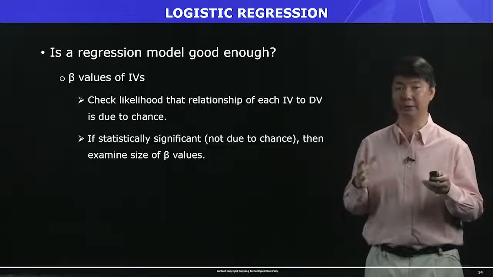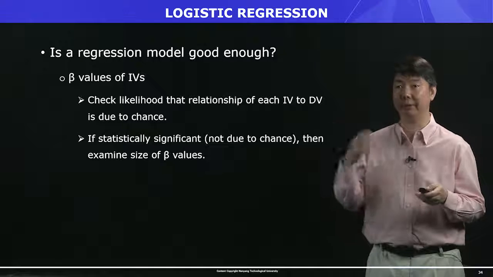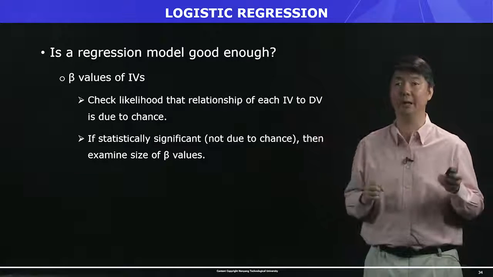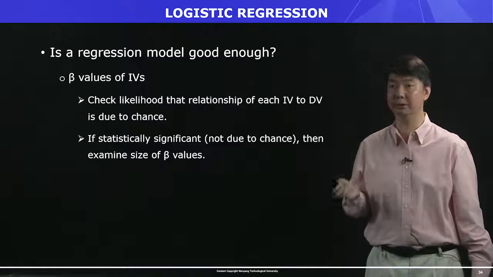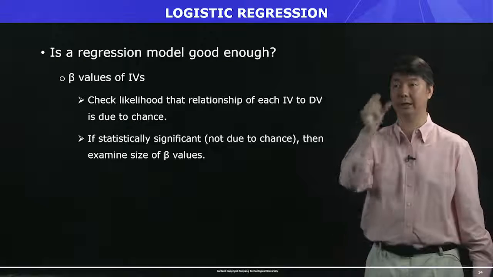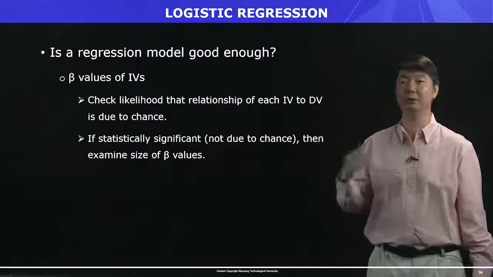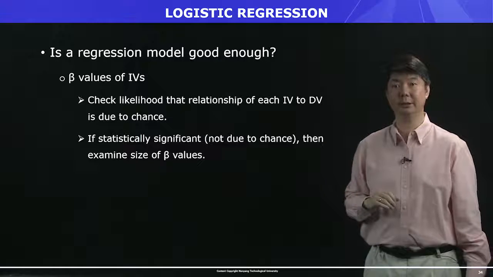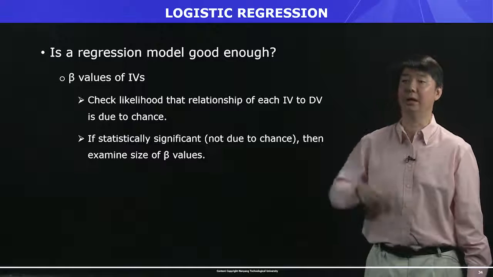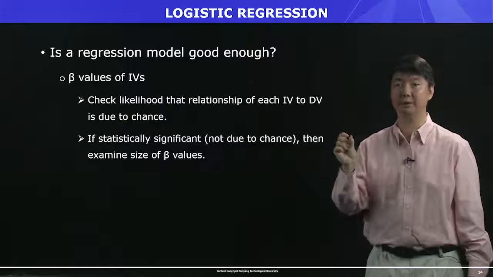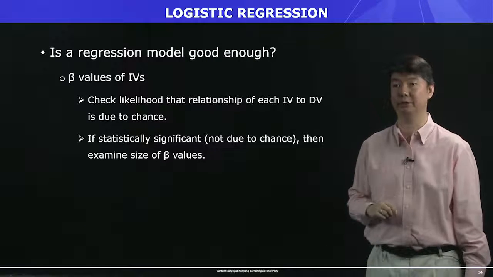But because the data you got for your analysis was a sample, you need to check to see whether the beta values or the beta weights were obtained in error or not. So like linear regression, check their p-values. Look through all the beta values and the associated p-values to see which are statistically significant and which are not. So you discard those that are statistically non-significant. For those that are statistically significant, then you go ahead and examine the size of the beta values to see which are more influential and to see which are less influential.